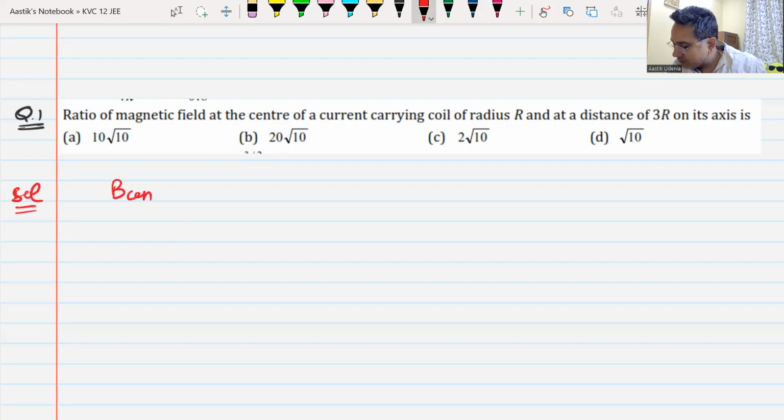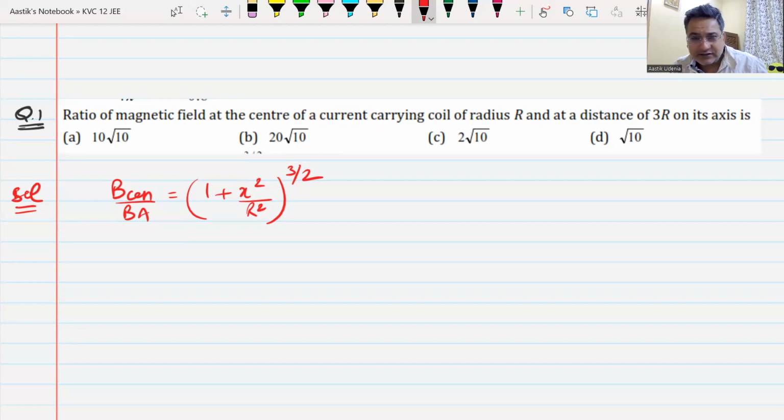B center upon B axis is equal to 1 plus x square by r square raised to the power of 3 by 2. The value of x is given as 3r. 3r square, r square we can cancel. 3 square is 9, 9 plus 1 is 10. 10 square, 100. 100 cube root, 10 root 10. Sorry, 10 cube is 1000. 1000 root is 10 root 10. So the answer is 10 root 10.